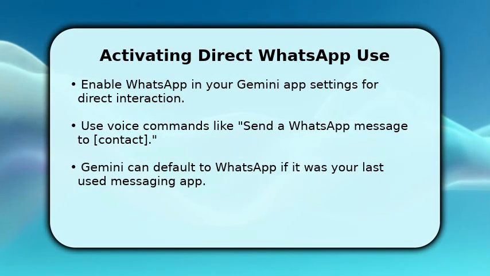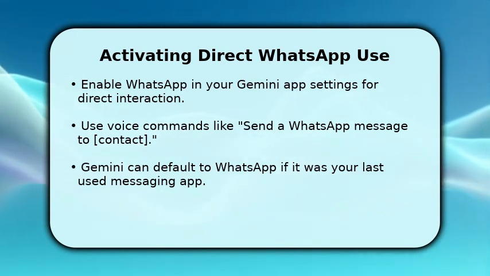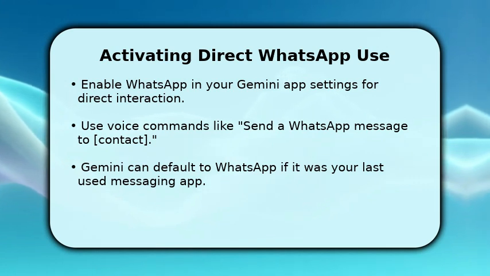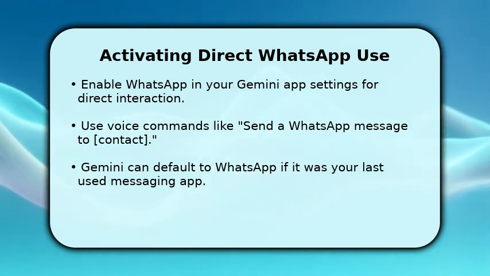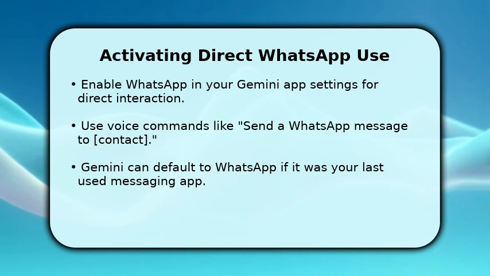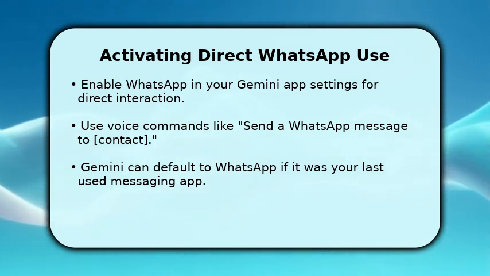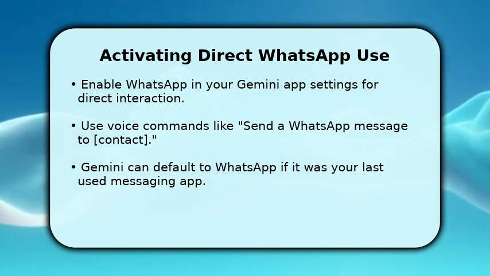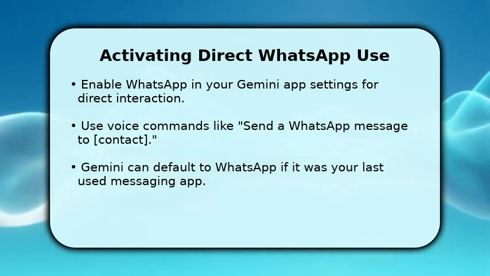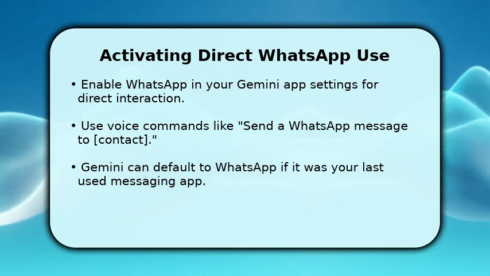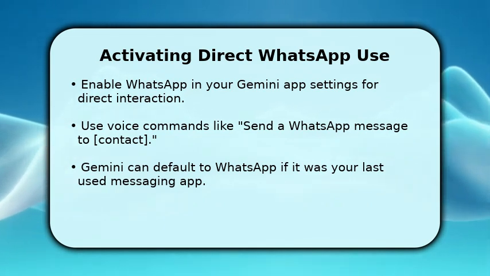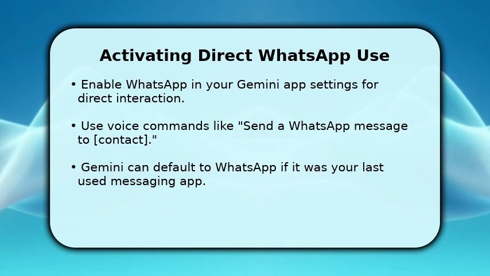To activate Gemini's direct WhatsApp functionality, open the Gemini app, tap your profile picture, and navigate to Apps or Extensions in Settings. Here, you will find a toggle for WhatsApp. Ensure it is switched on. Once enabled, you can simply say, "Send a WhatsApp message to John," and Gemini will compose the message. It can also default to WhatsApp for general messaging commands if it was your most recent communication app.